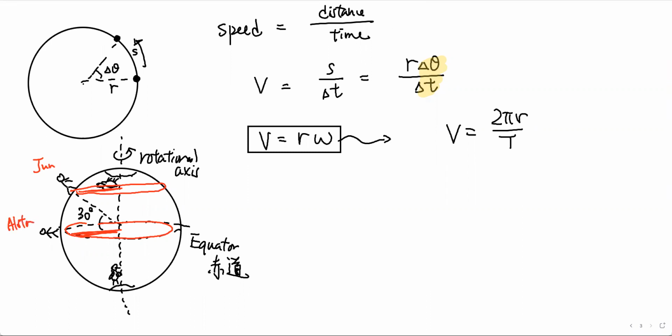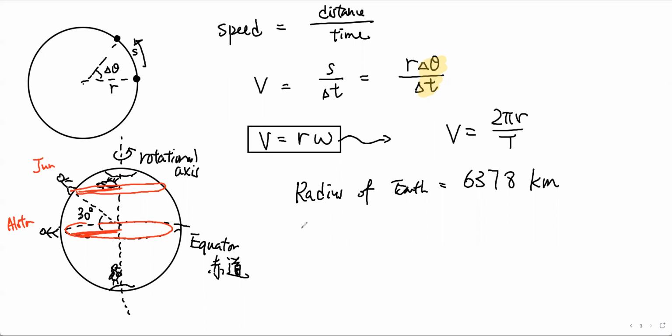So let's find it. Now we just apply this formula. But one thing we also need to use is the radius of the Earth. We use this value very often. So it's around 6,378 kilometers. So that is the radius of the Earth.